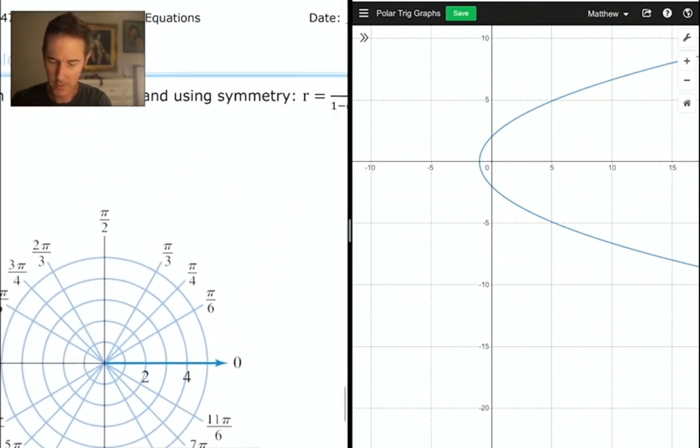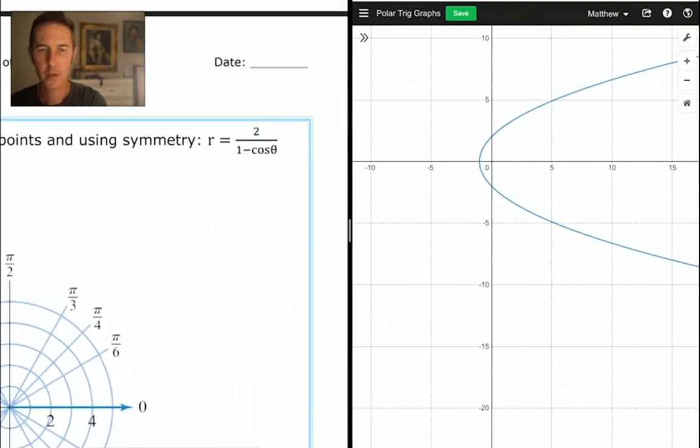What would happen if you took the theta value of 0 and just manually did these calculations? The cosine of 0 is equal to 1. Your denominator is 1 minus 1, which is 0. Division by 0, that's where that undefined came from. But the reason it's happening is because there is no point in the 0 direction.